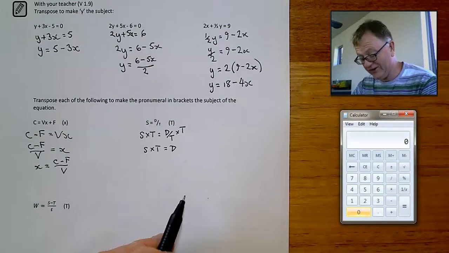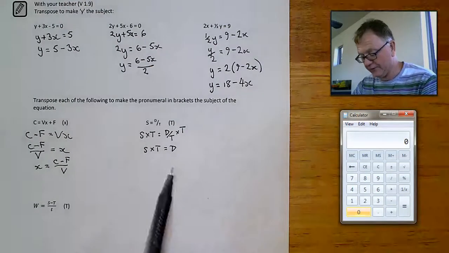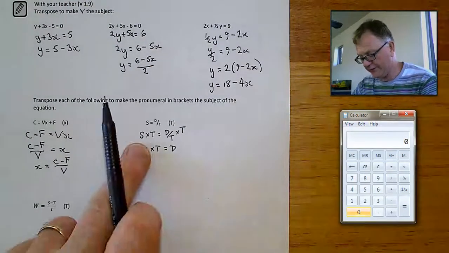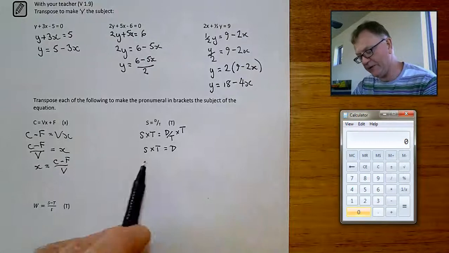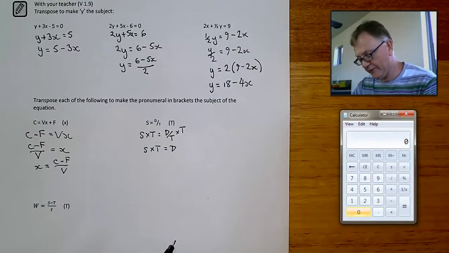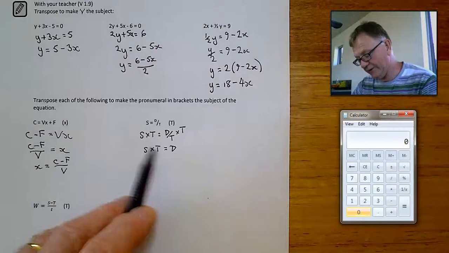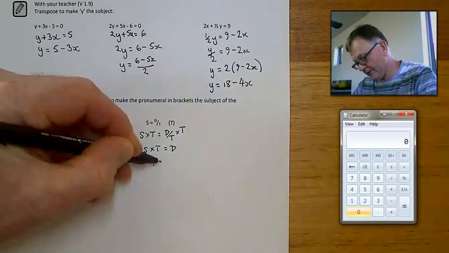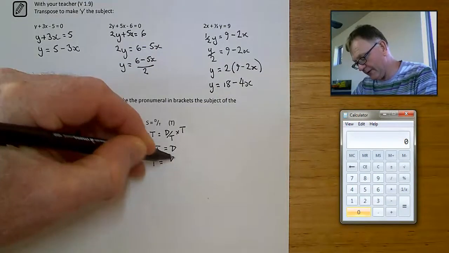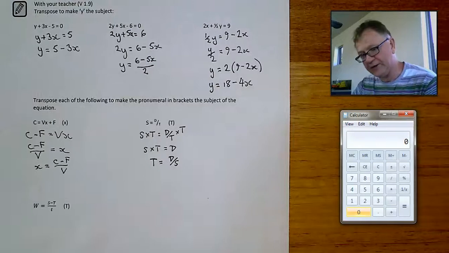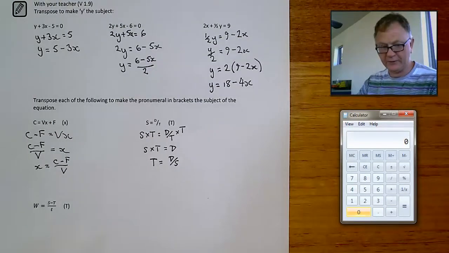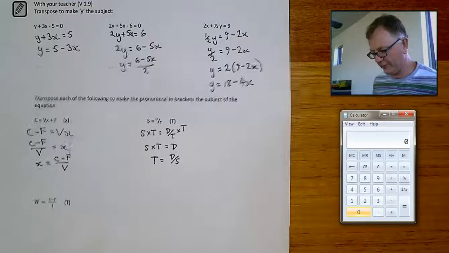Now that's not what we want. We want to have t equal something. So now I can try and get rid of this s here. At the moment it's s times t. So to get rid of the s, I divide both sides by s. Divide this side by s, and I'm left with just that t. Divide the other side by s, I have t equals d over s. And my final example here, I'll just move the page up a little bit.